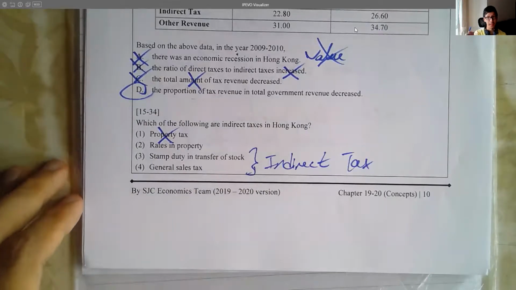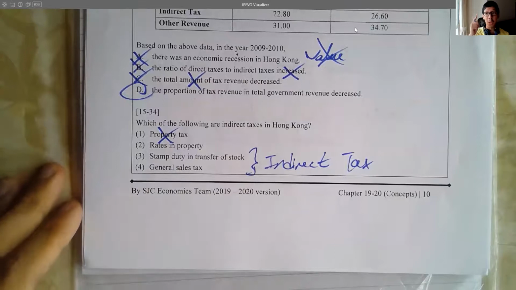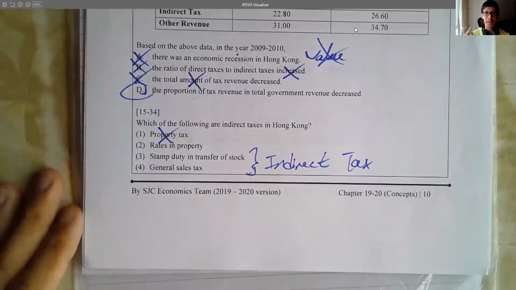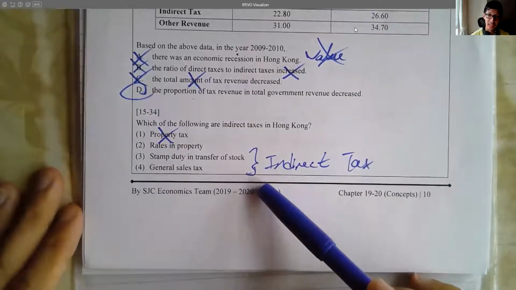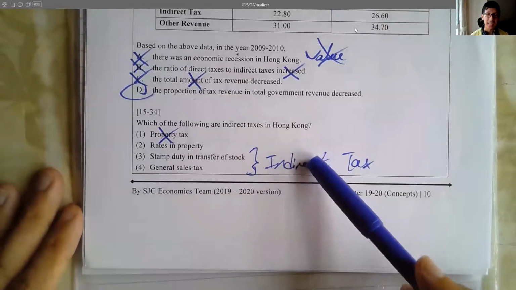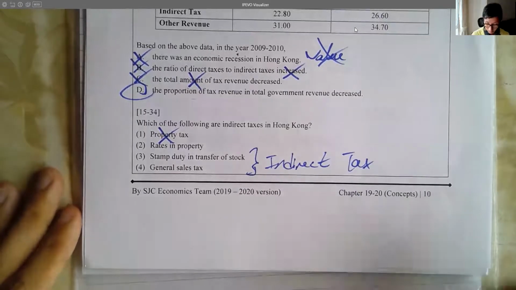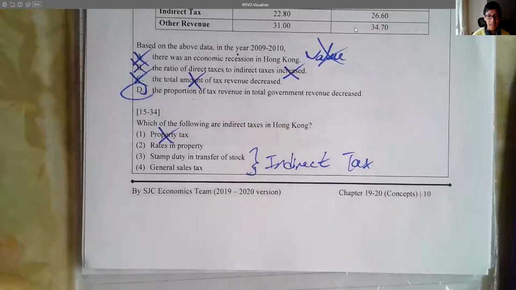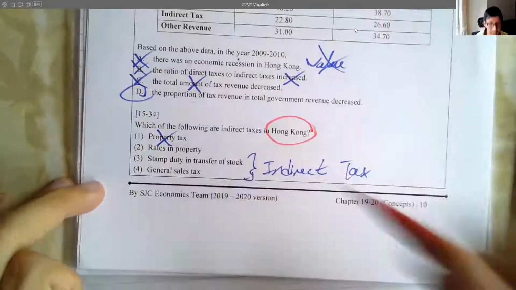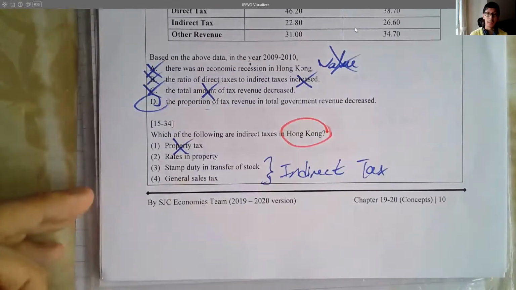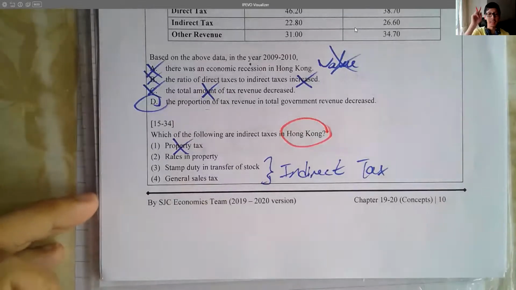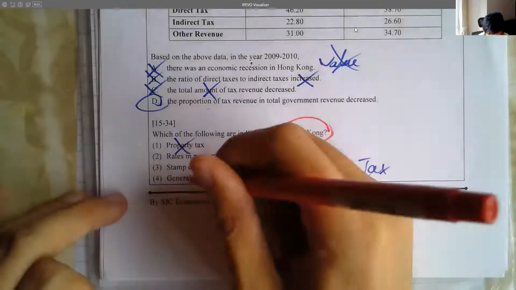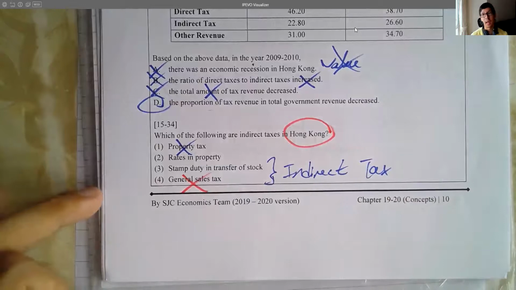So you may be tempted to say the answer is 2, 3, and 4, right? Now, unfortunately, you are wrong because yes, you have correctly identified which ones are the indirect tax, but you have missed out one very important thing. We are asking indirect tax in Hong Kong. 香港有咩稅啊? It does not include general sales tax.